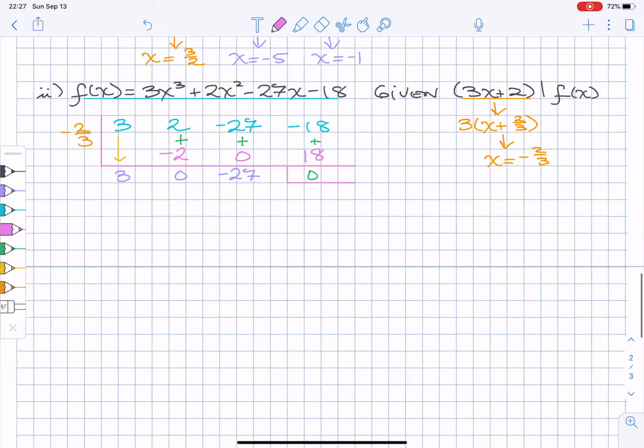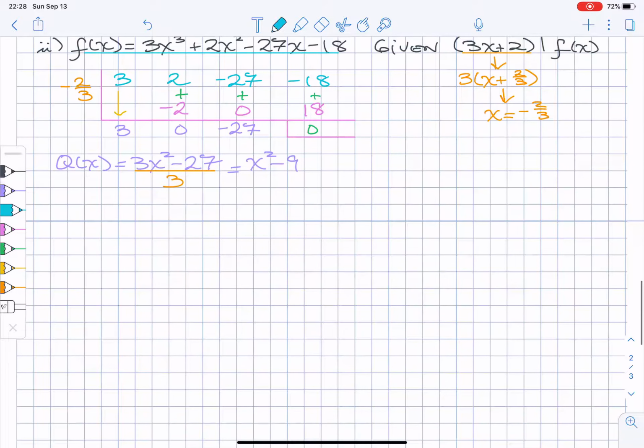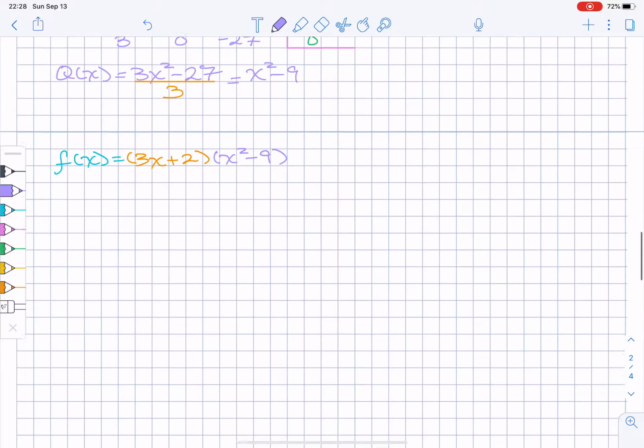So what is my quotient? Well, my quotient could be 3x to the 1 power less than 3, which is squared, no x's and minus 27, but that's not correct because I have this 3 here. So I need to remember to divide off that 3 that I factored out. So we get x squared minus 9 is actually the quotient. So f of x can be written as the factor that was given, 3x plus 2, times the quotient, x squared minus 9, which is a difference of squares.